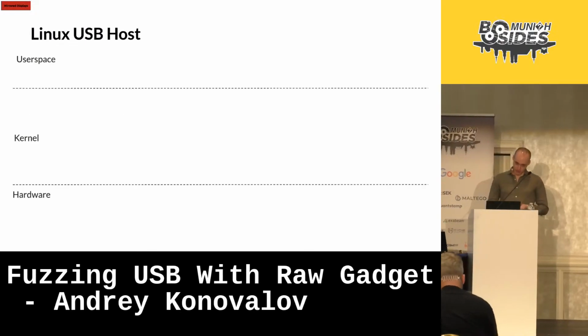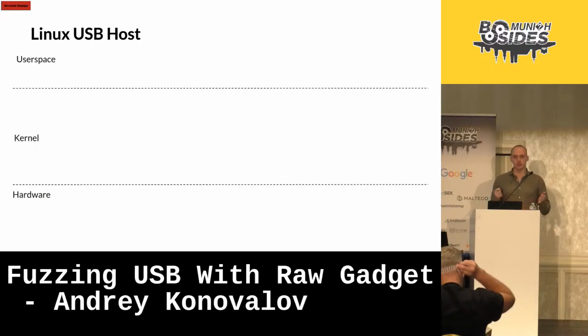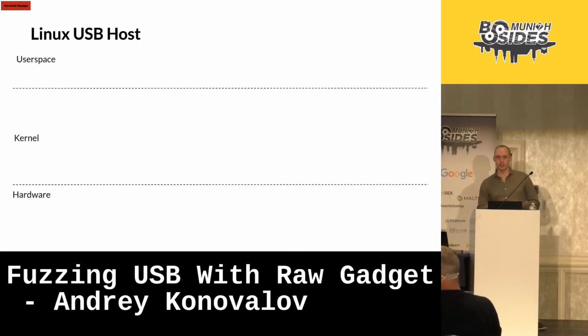All right, let's start. So first, let's check out the architecture of a typical Linux USB host. I've split this architecture into three parts. On the bottom, we have the hardware layer, in the middle we have the kernel layer, and on the top we have the user space layer. And I'm going to describe this architecture from the bottom to the top.